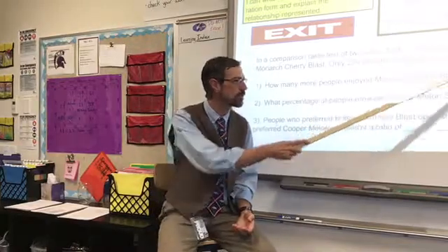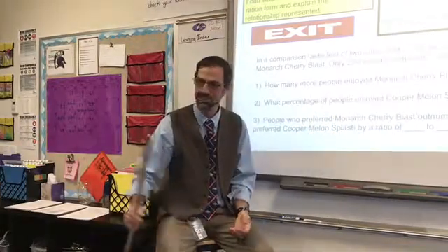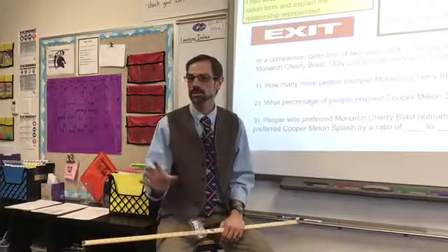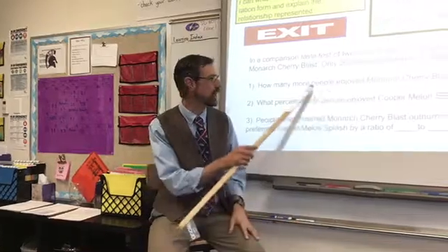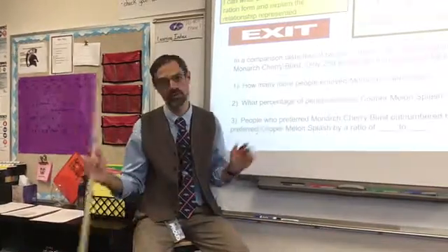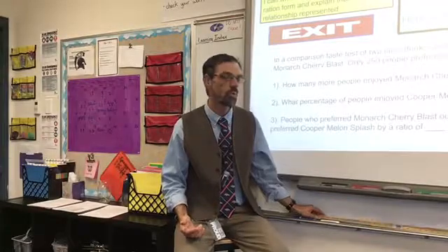It is ski season, so Monarch and Cooper are having a juice off. They got to make their favorite juice, and they had people come and drink it. 900 people preferred Monarch Cherry Blast. 250 people preferred Cooper Melon Splash. I'd like you to go ahead and try to answer 1, 2, and 3, which is exactly what we just worked on. Work with your partner, and you can use your notes.